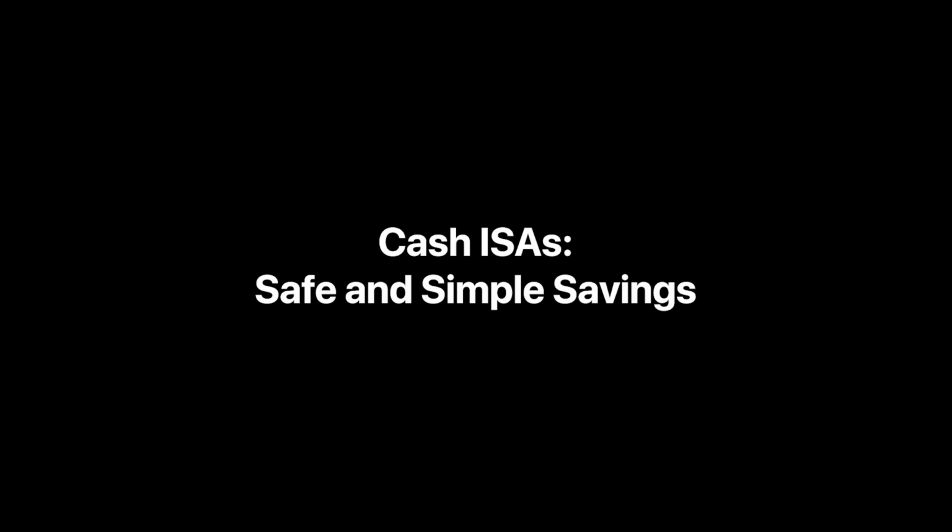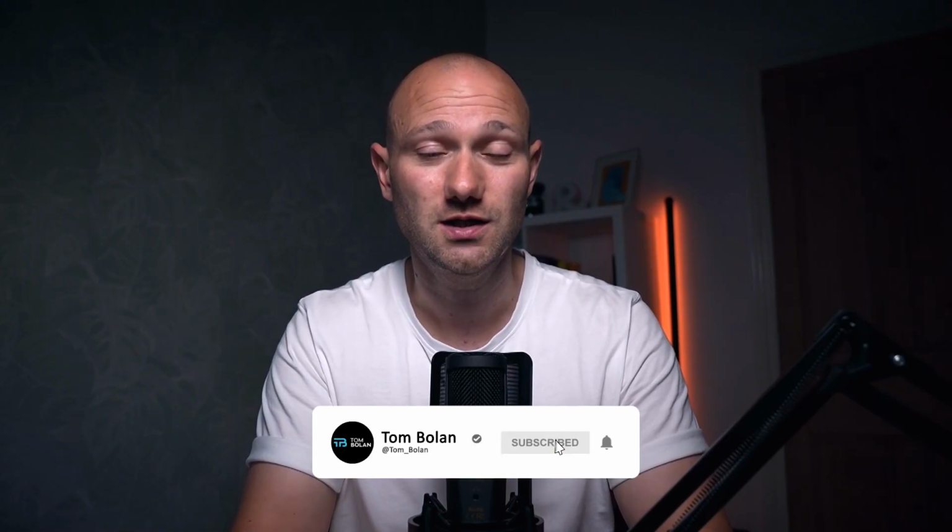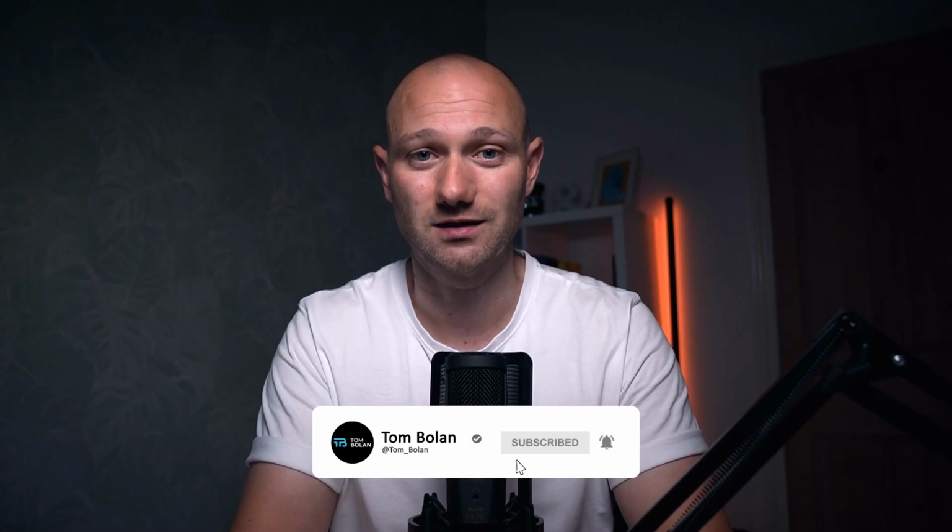A cash ISA is essentially a tax-free savings account. It works like a traditional savings account, but with one big advantage. The interest you earn is free from income tax. You can deposit up to your ISA allowance or part of it into a cash ISA during each tax year. There are several types of cash ISAs, including instant access accounts, fixed rate accounts, and regular savings accounts.